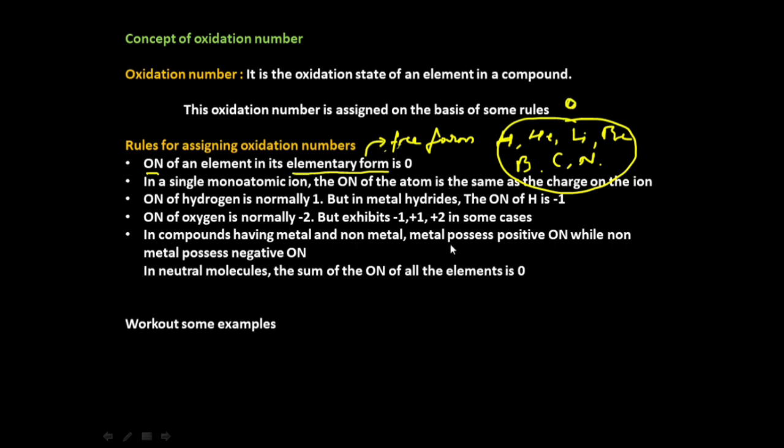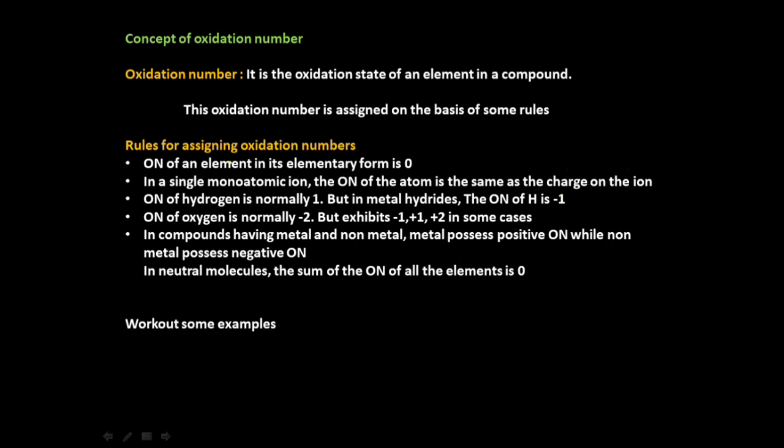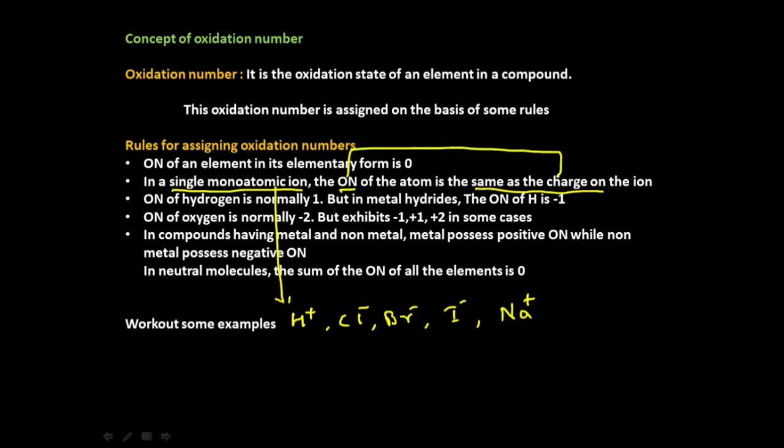Then let me move on to the second one. In a single monoatomic ion, the oxidation number of the atom is the same as the charge on the ion. Single monoatomic ions like H+, Cl-, Br-, I-, or sodium Na+. These are all single monoatomic ions. In this case, the oxidation number of the atom is nothing but the charge of the atom.